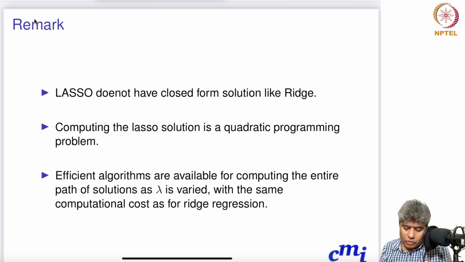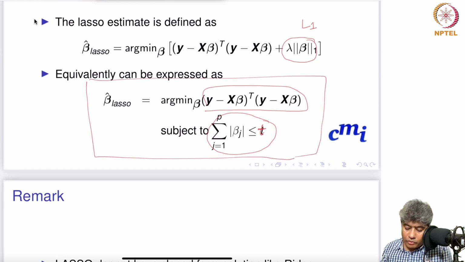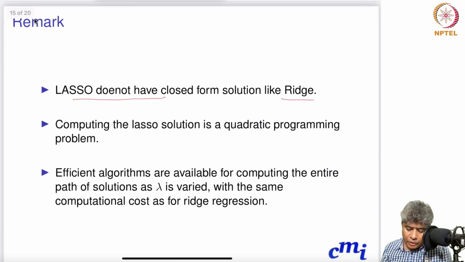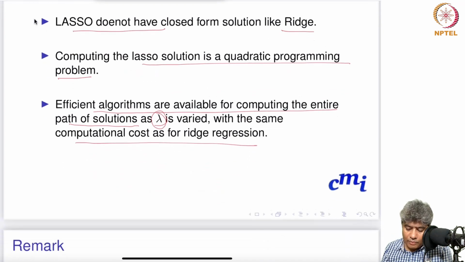LASSO does not have a closed form solution like Ridge. You have to solve it as an optimization problem. Unfortunately, you do not have an analytical solution. Computing the LASSO solution is essentially a quadratic programming problem, and efficient algorithms are available for computing the entire path of the solution for different values of lambda, with the same computational cost as Ridge regression. So in that way, it doesn't matter much.